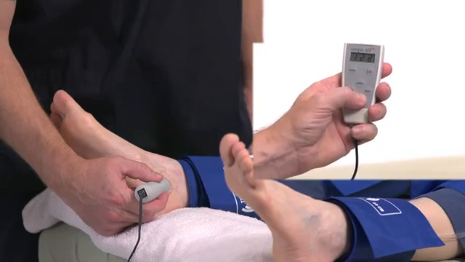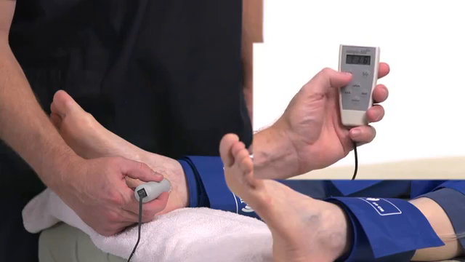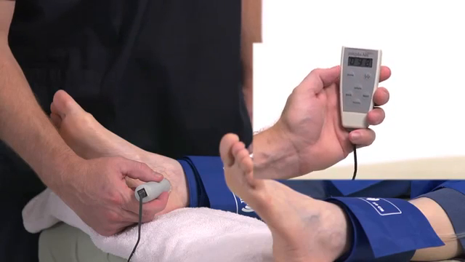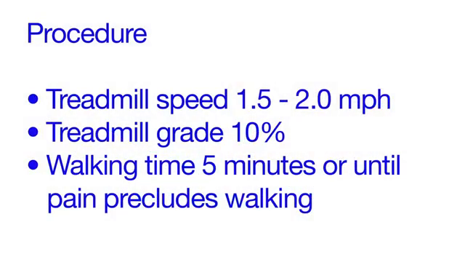Following the resting test, the patient is screened for contraindications. If the patient has no contraindications, you may proceed. Set the treadmill speed to 1.5 or 2.0 miles per hour at a 10% grade, depending on the patient's mobility.